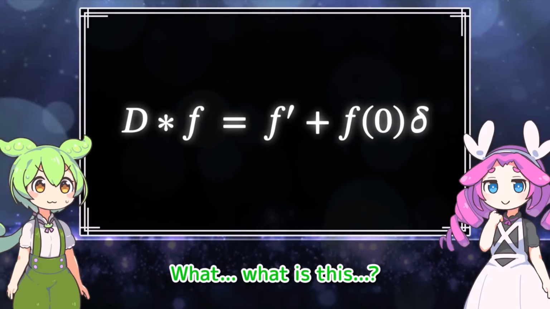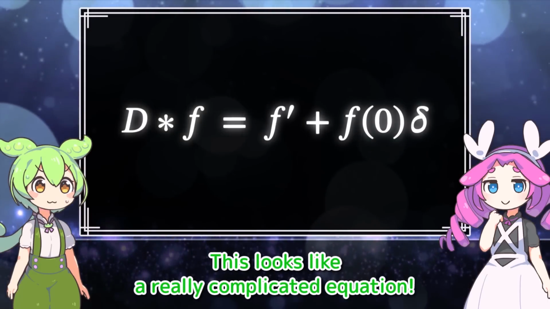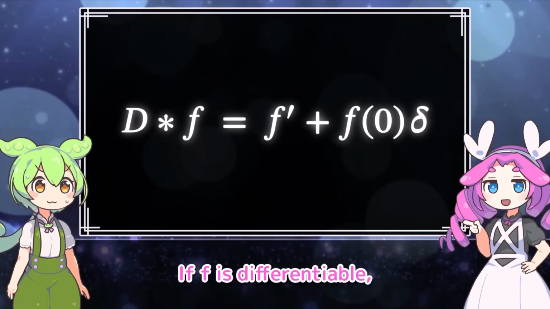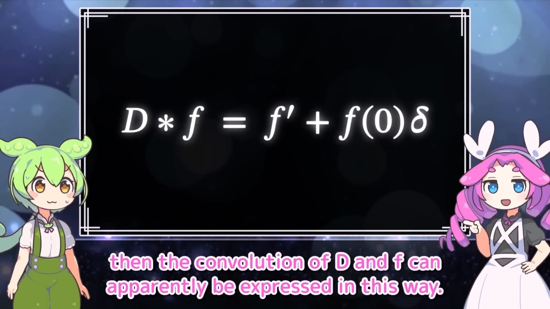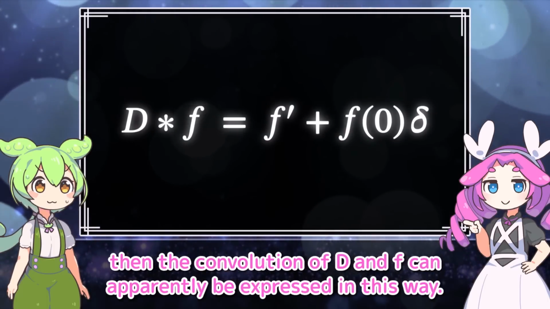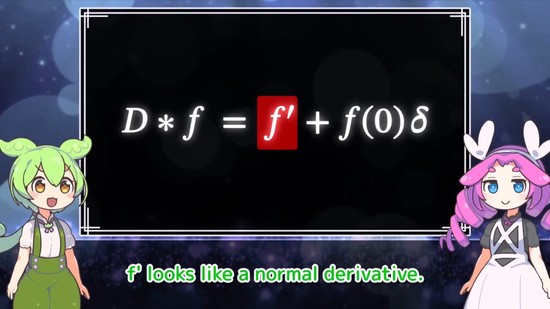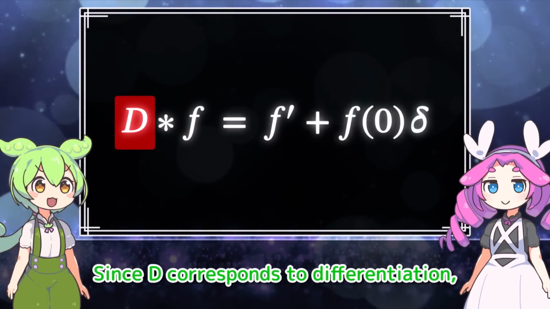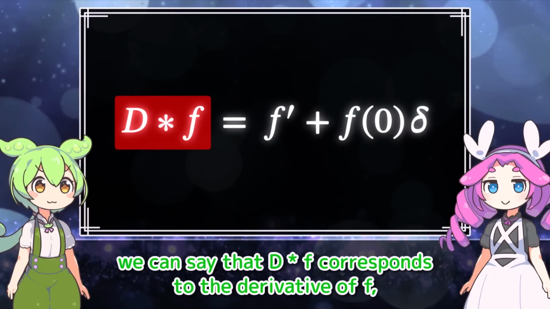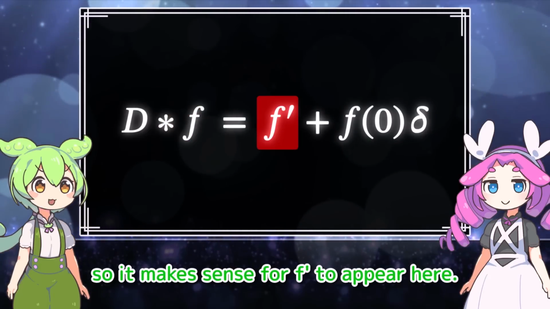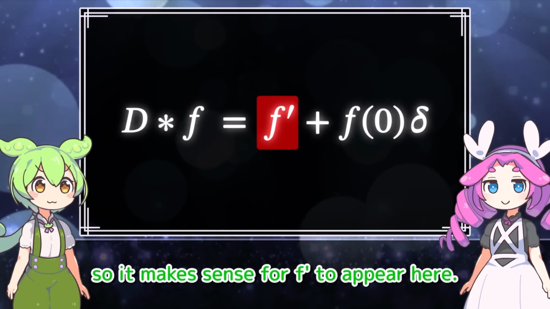What is this? This looks like a really complicated equation. This is very interesting. If f is differentiable, then the convolution of d and f can apparently be expressed in this way. Oh really? F prime looks like a normal derivative. Since d corresponds to differentiation, we can say that d star f corresponds to the derivative of f. So it makes sense for f prime to appear here.